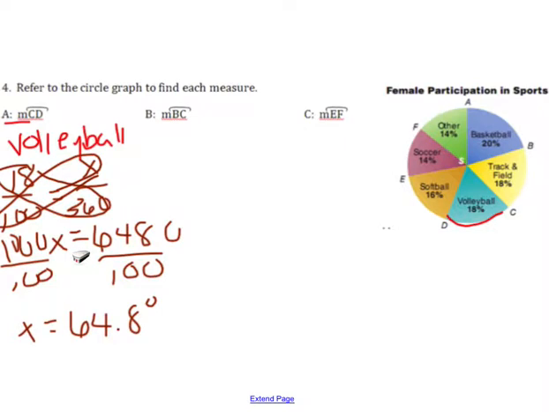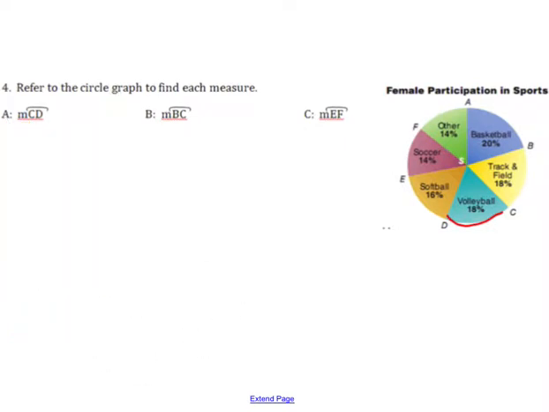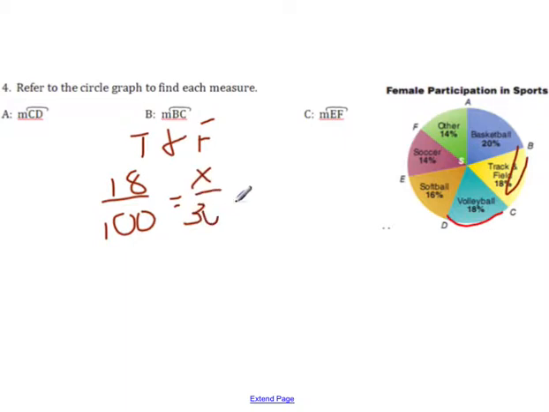All right, let's take a look at the arc length BC. I see that BC, now we're talking about track and field. So now we want to figure out the arc length of track and field. I see that again, it's 18%. Well, we just did 18%. We took 18 over 100 is equal to x over 360. Sorry if you want to do more math, but I personally already know the answer. I know that x is 64.8 degrees because we just did that on the previous problem.